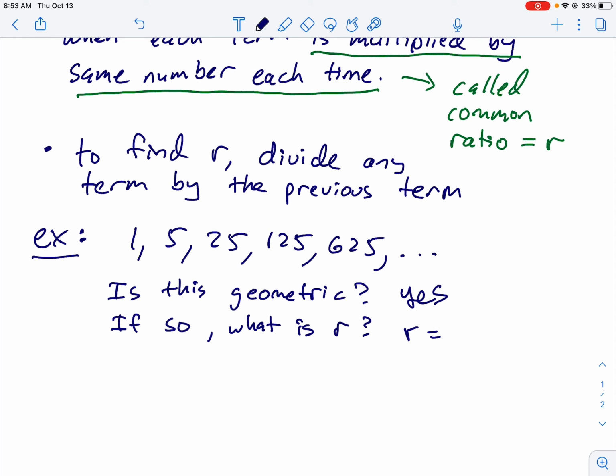And to find R, this is what I mean by you can take any term and divide. If I look at 25 as where I'm starting, and I want to find the ratio, I would just take 25 and divide it by 5. You just go one back. Does that make sense? Or 5 divided by 1. Or 125 divided by 5. Or 625 divided by 125. All of those will give you the same ratio, which is 5. Okay? Does that make sense? Are there any questions on that?